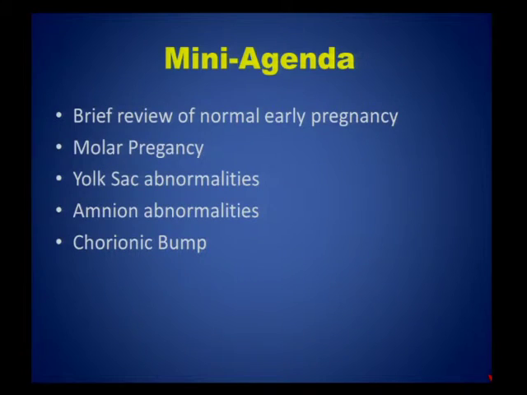What I thought we'd do today is go through just a very brief review of normal early pregnancy and then focus mostly on molar pregnancy, a little bit about yolk sac abnormalities and amnion abnormalities, and finally end with a chorionic bump, and talk somewhat about the genetics and epidemiology and clinical characteristics of molar pregnancy because it's quite fascinating. I think even overshadows the ultrasound findings a lot of times.